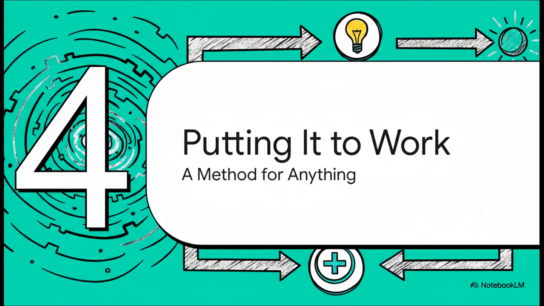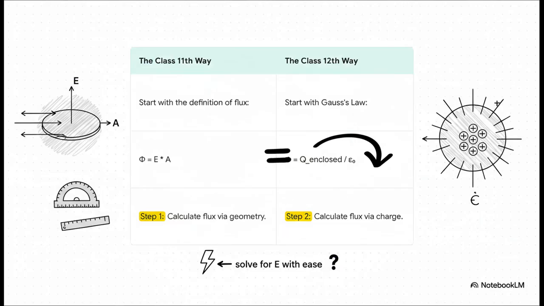All right, now that we have our secret weapon and we know how to use it, let's lay out a simple, repeatable method for solving pretty much any standard electrostatics problem you're ever going to see. The method is actually pretty elegant. All we do is create two different ways to describe flux, and then we set them equal to each other. On one side, we use the basic geometry definition, the old way, and on the other side, we use the powerful simplicity of Gauss's law. By making these two things equal, we can solve for the electric field, E, and it's surprisingly easy.